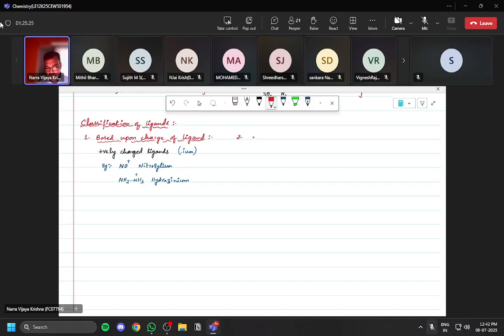Second one, neutrally charged ligands. Examples: carbon monoxide, nitric oxide, H2O, NH3, etc. These are called carbonyl, nitrosyl, aqua, and ammine. It is spelled ammine, with two m's, not amine, for ammonia.